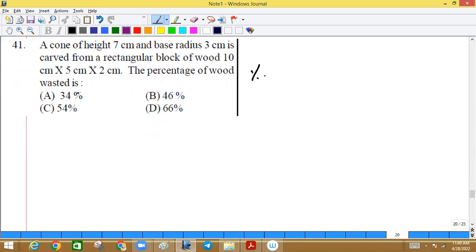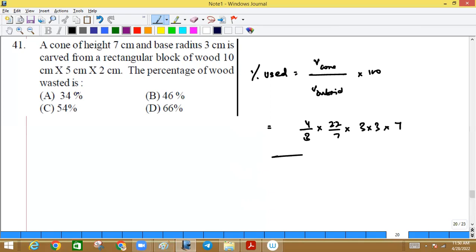If I ask you what is the percentage of wood used, first volume of cone by volume of cuboid. Rectangular means cuboid, into 100. What is cone volume? 1/3 into 22 by 7, pi r square h. R is 3 into 3, height is 7. Divided by 10 into 5 into 2, that is 100. Into 100 by 100, cancel. 7, 7, 3, 3, cancel.